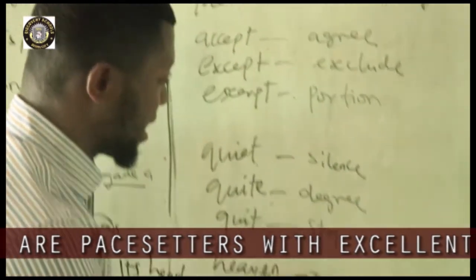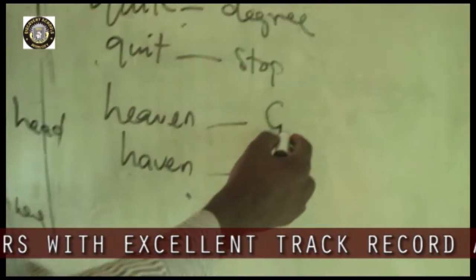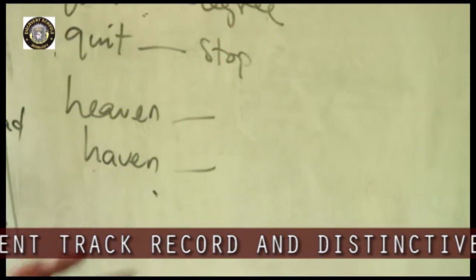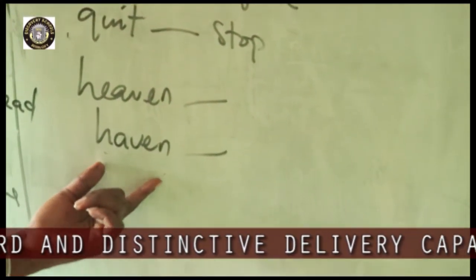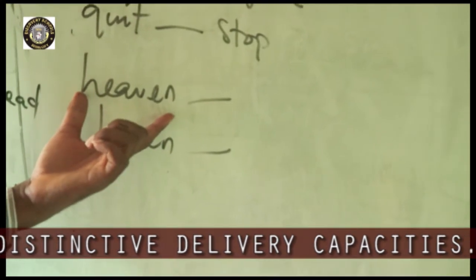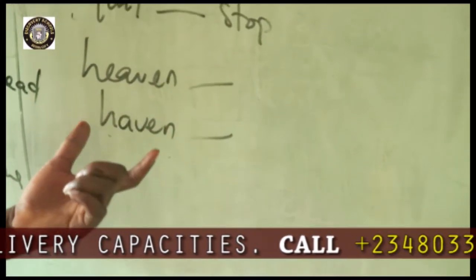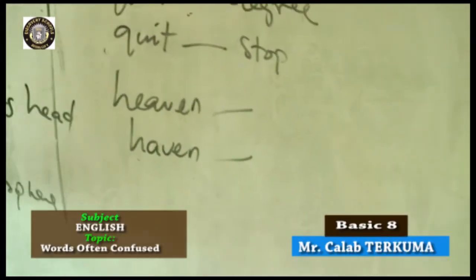And lastly, heaven and haven. This refers to the one God is seated in. Heaven is where God sits. Is that okay? While this other one refers to a safe place. Whereas this indicates where God lives, here we talk about a safe place. They sound alike, the spellings look similar, but they have different meanings, and most likely that is why we confuse them.